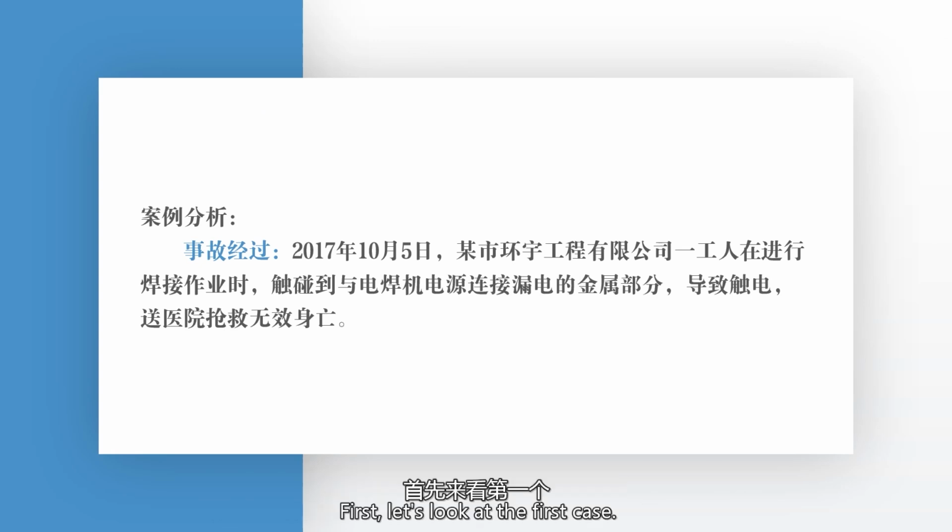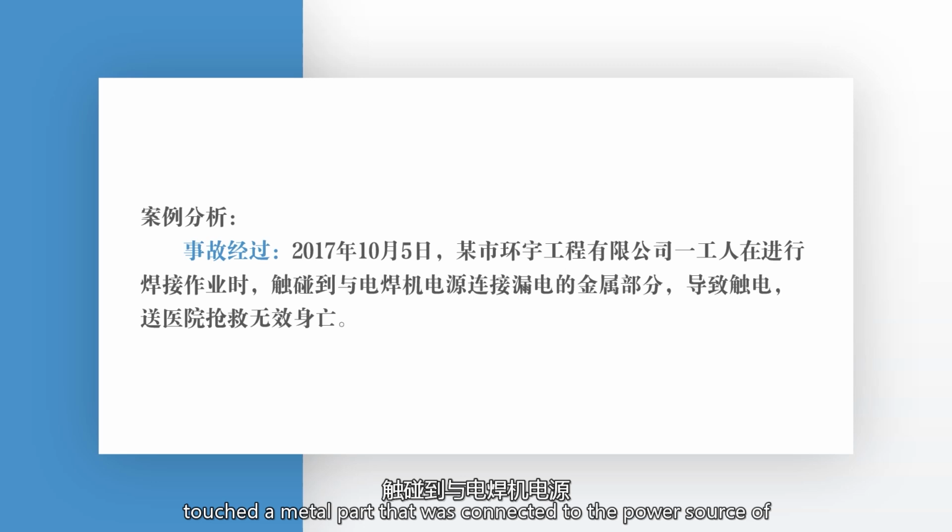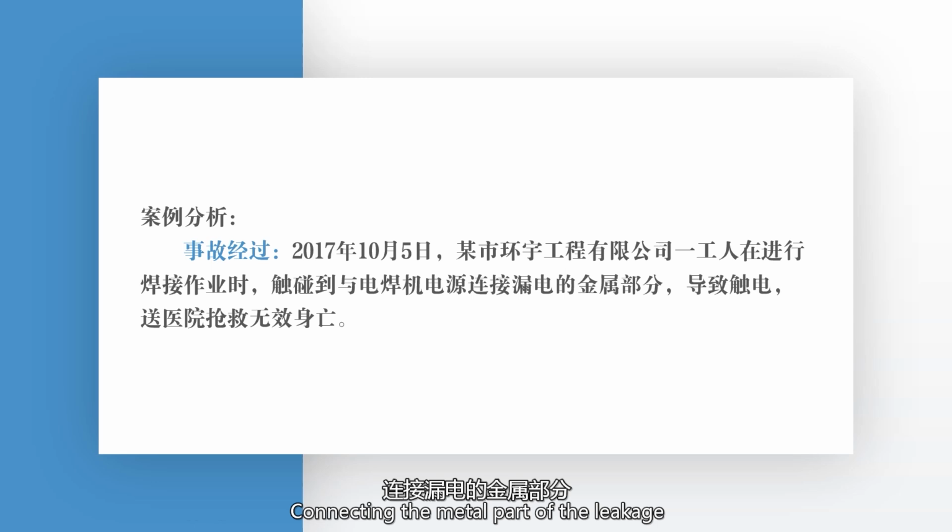First, let's look at the first case. Construction case. We will look at the accident. On October 5, 2017, at a city's Huanyu Engineering Co., a worker was carrying out welding operations. He touched a metal part that was connected to the power source of the welding machine, the metal part of the leakage, resulting in electrocution. He was sent to the hospital and died.